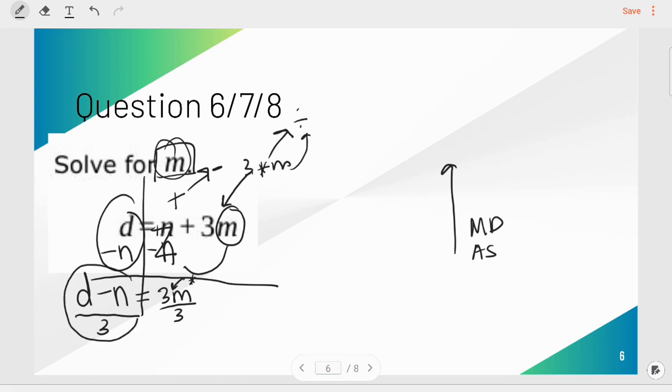How does that simplify? Well, there's nothing for me to simplify here, so I'm going to copy and paste. D minus N all divided by 3 equals, and on the right-hand side, the timesing by 3 and dividing by 3 undo each other, and I'm left with M. So there's my M by itself. I have my final answer.